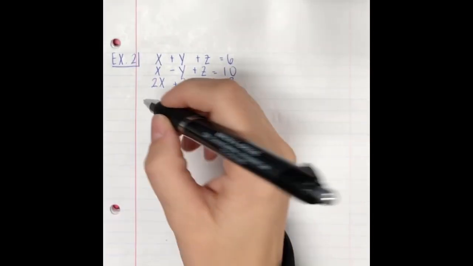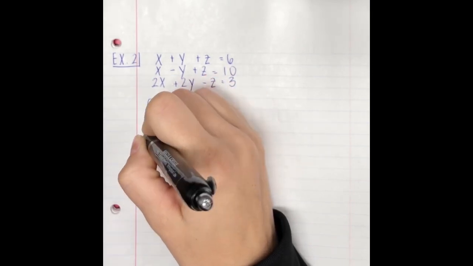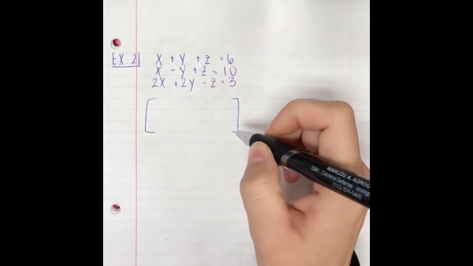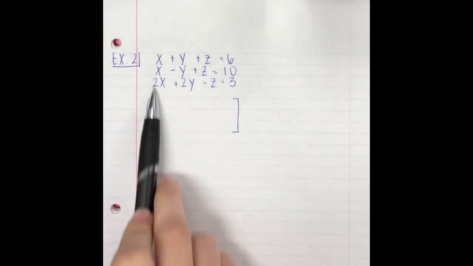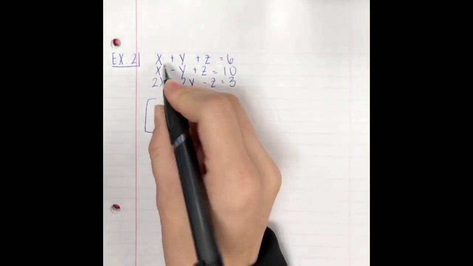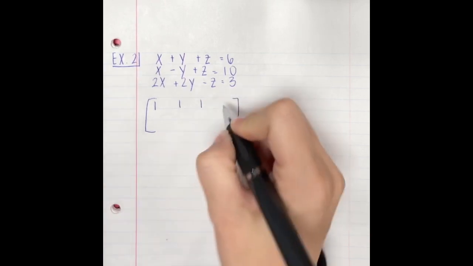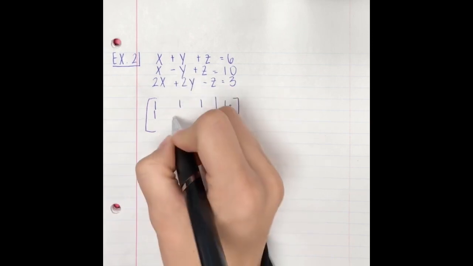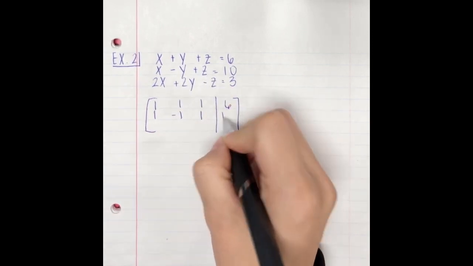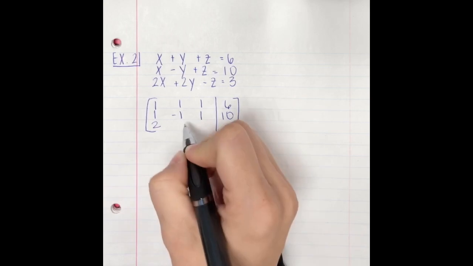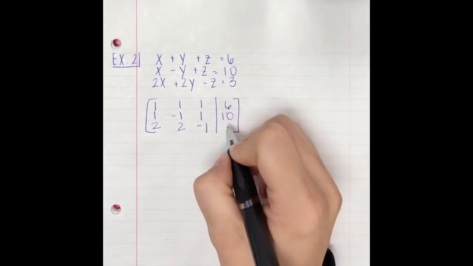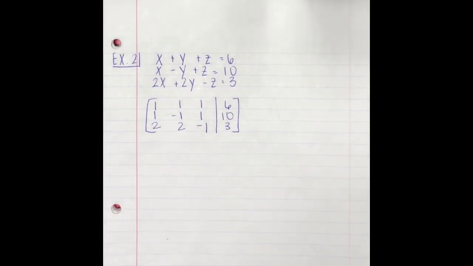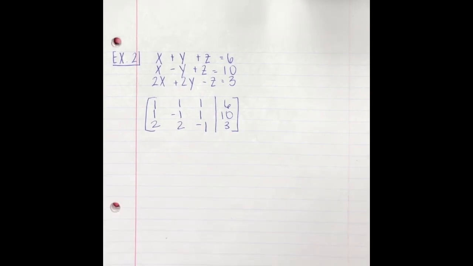Okay, so just like the other examples, the first thing we need to do is turn this system into a matrix. Okay, so I'm making a 3 by 4 matrix because we have 3 rows and 4 columns. Okay, so 1x, 1y, 1z, and it equals 6. 1x, negative 1y, 1z, and it equals 10. 2 x's, 2 y's, and negative 1z, and it equals 3. Okay, so here is our matrix.